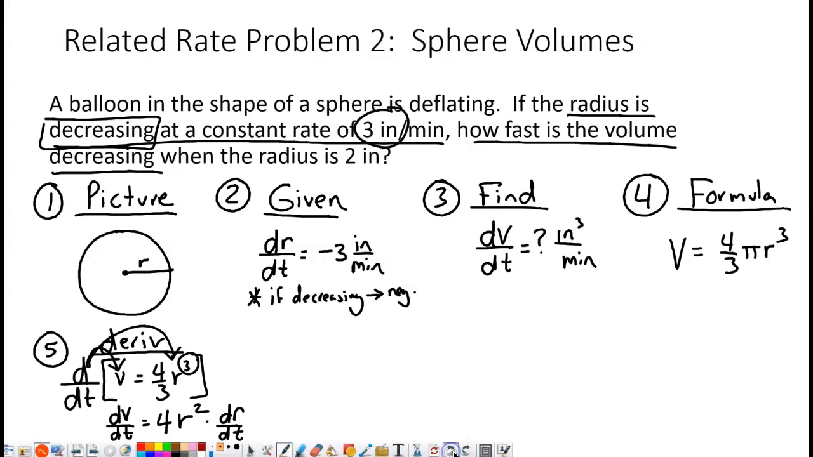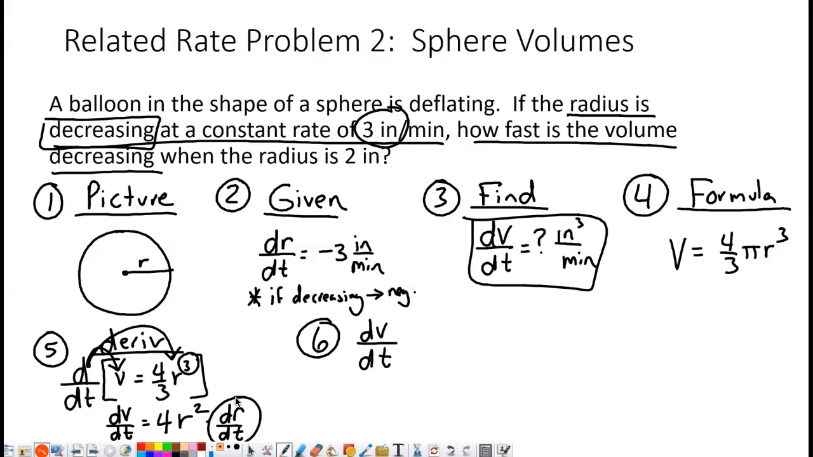of the radius. Step 6, we're ready to just start plugging stuff in. Now, I know that I don't know what the volume is because that's what I'm trying to find, so this is going to stay the same. Okay? And just so you guys know, the one you're looking for will not always be on this side. Sometimes you could be looking for the one that's on this side. But the point is I don't know what dV dt is, so that's going to stay the same. Equals 4 times r squared times dr dt.